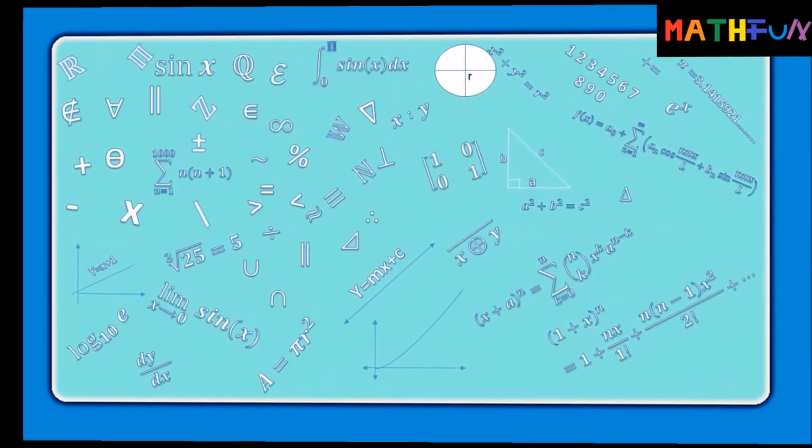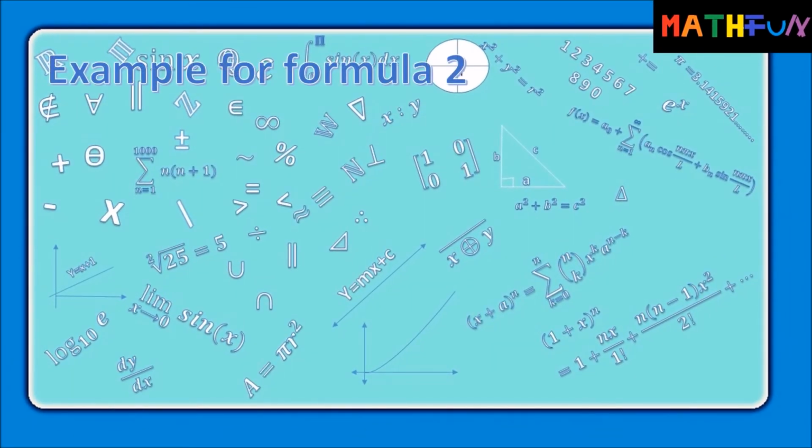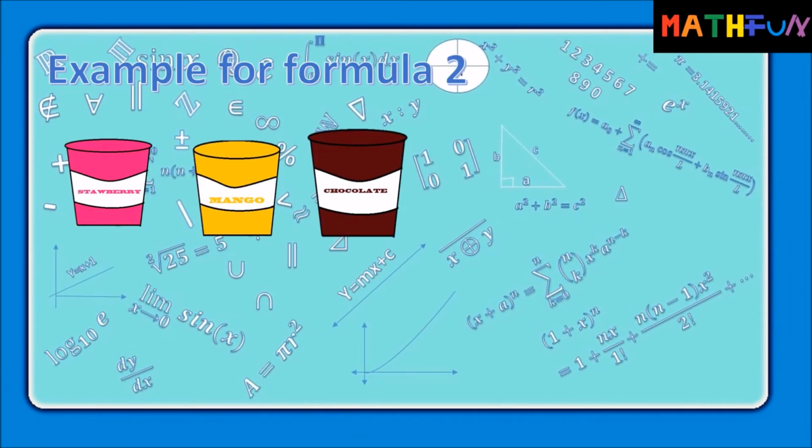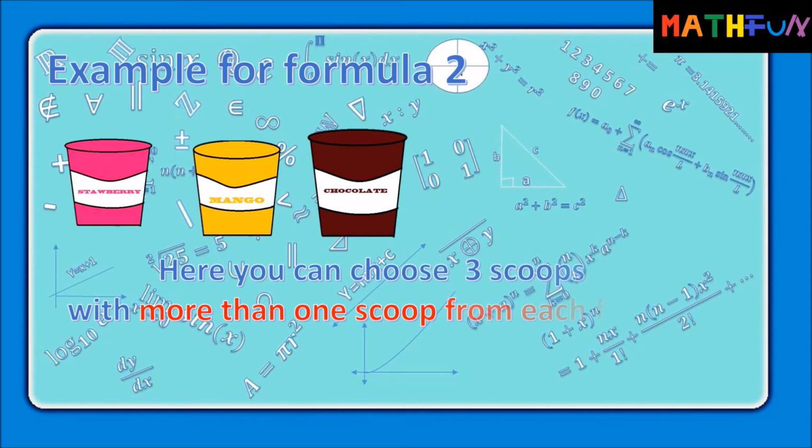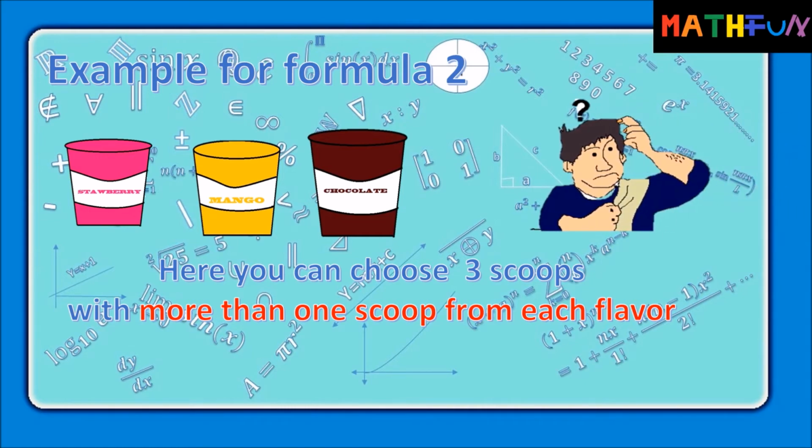An example for formula 2. Consider now from 5 flavors you are restricted to 3 flavors, and from the 3 you are asked to choose 5 scoops of ice cream, which means from each flavor you can choose more than 1 scoop. And how many different ways is this possible?